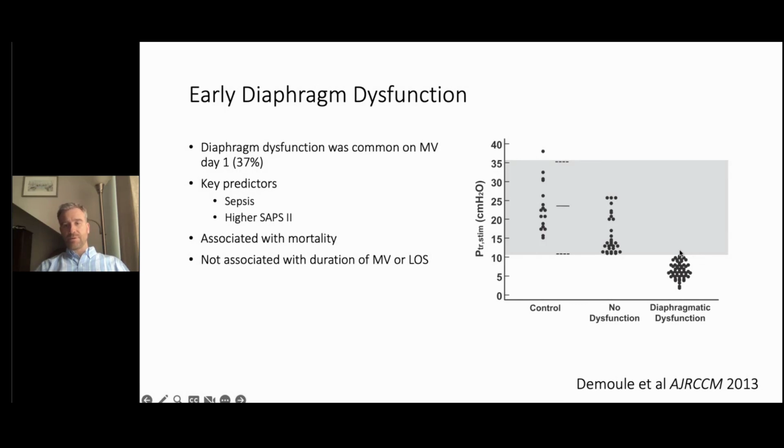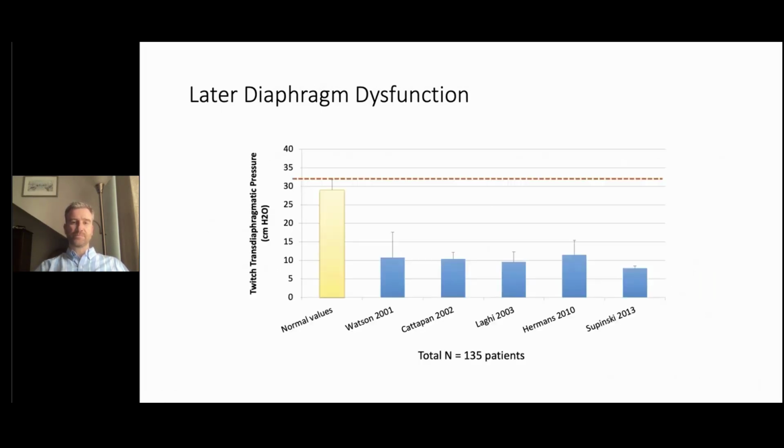Importantly, patients who had sepsis or a higher SAPS-2 score, indicating higher severity of illness, were more likely to have diaphragm dysfunction. Interestingly, these patients with diaphragm dysfunction at baseline were more likely to die than patients without diaphragm dysfunction, but not necessarily more likely to have prolonged mechanical ventilation or length of stay in the ICU. So this suggests that very early diaphragm dysfunction is another marker of organ dysfunction and reflects the severity of illness and the risk of death.